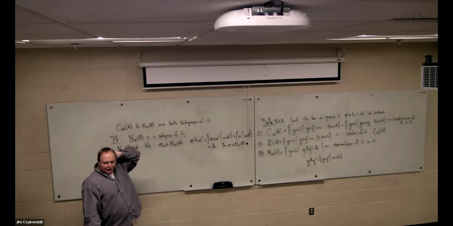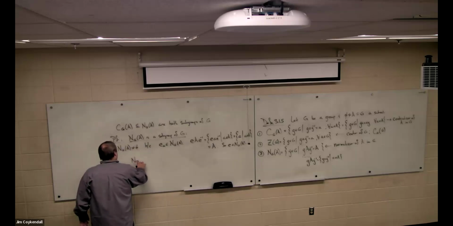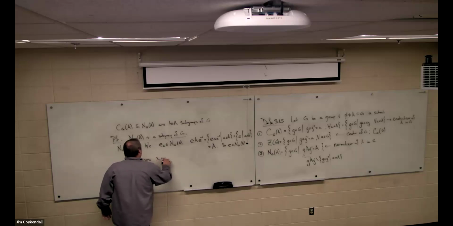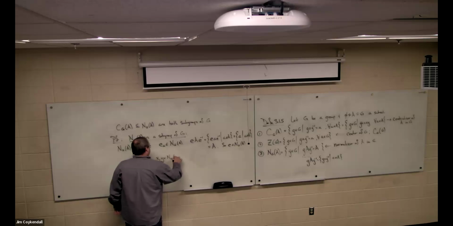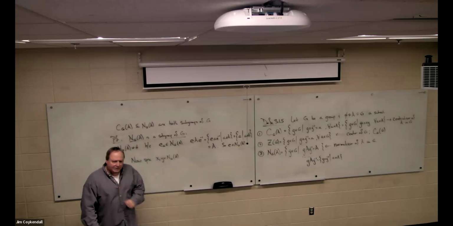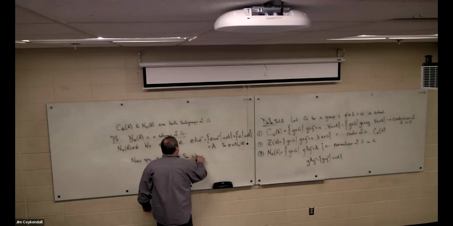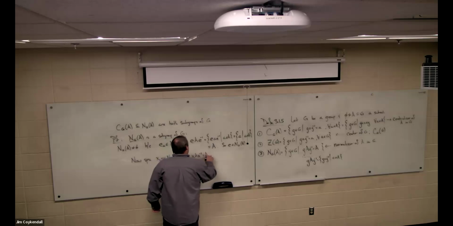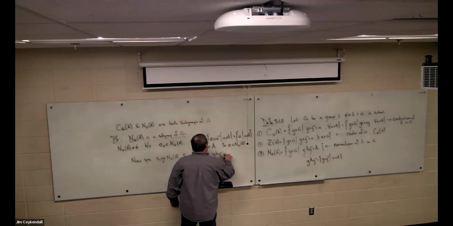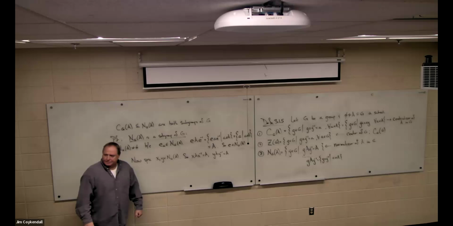Now, let's use the subgroup criteria. Suppose x and y are in the normalizer in G of A. Let me carefully write down what that means. x A x inverse is A, and y A y inverse is A. Agreed?